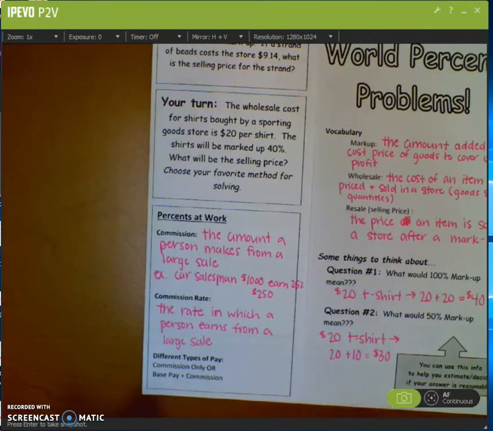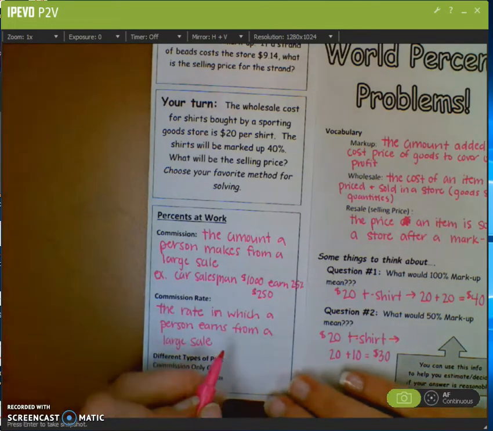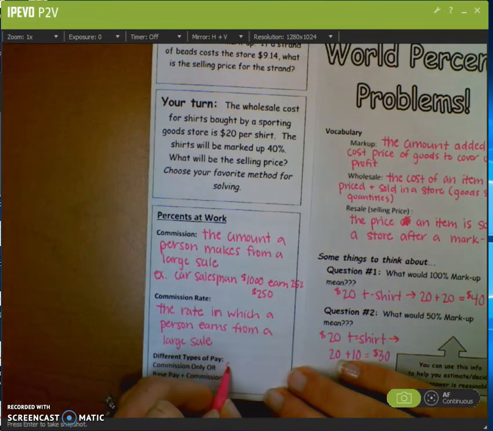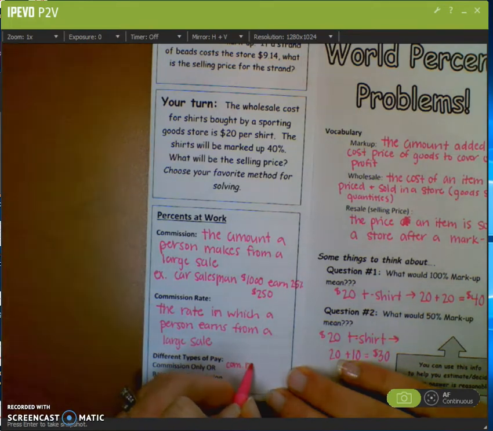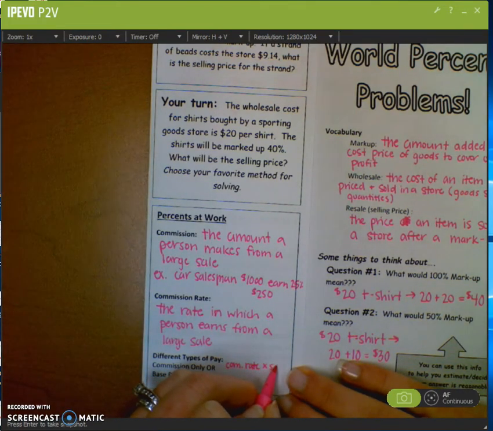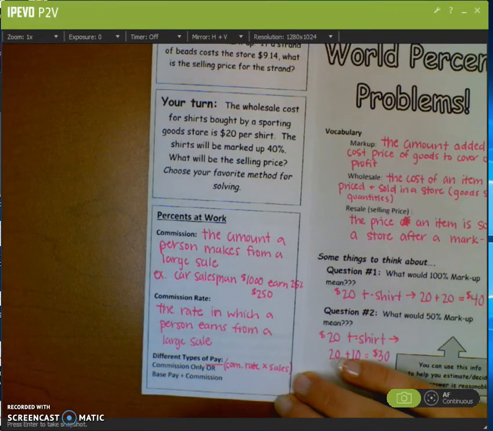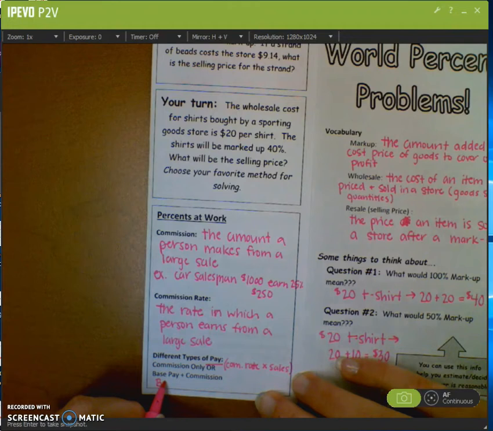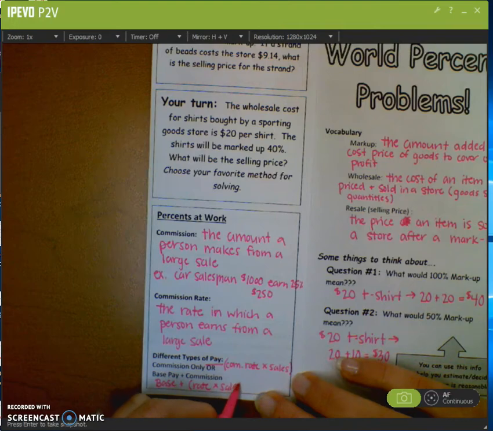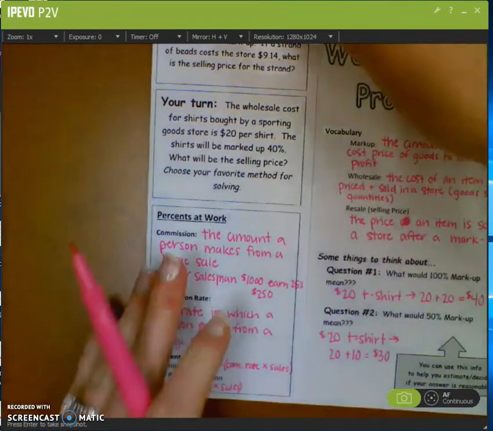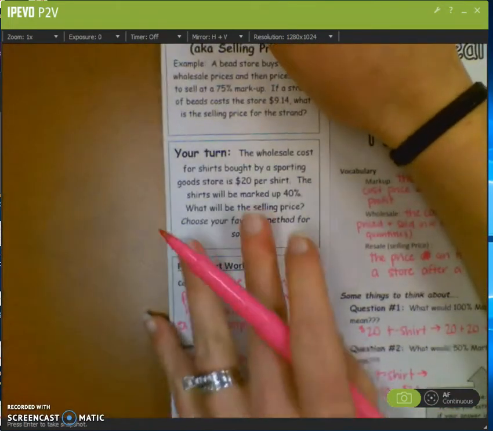That's what they make. And there are different types of jobs. Sometimes we have commission only, which means they just make their commission rate times their sales. The other way that people get paid, sometimes they get a base pay and then they get their commission added on to that. So it's their rate times their sales, and then they add that to a base pay. So we're going to look at both types of examples on this next section here.